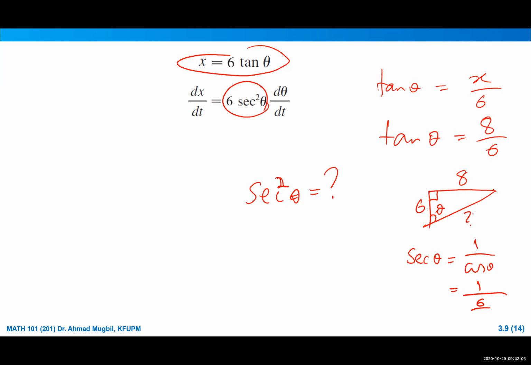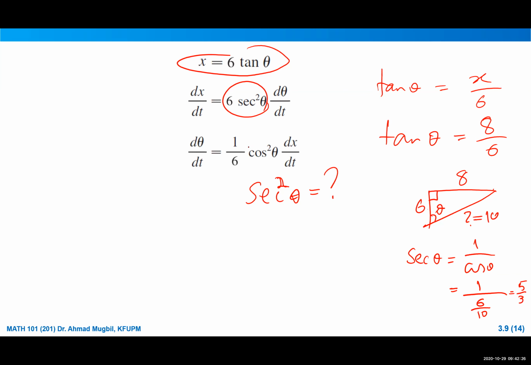What is the hypotenuse here, guys? Who can tell me? It is 10. It will be the square root of this squared plus this squared, so 64 plus 36 is 100. Under the square root, it is 10. So this will be over 10. So it will be 10 over 6, which is 5 over 3.